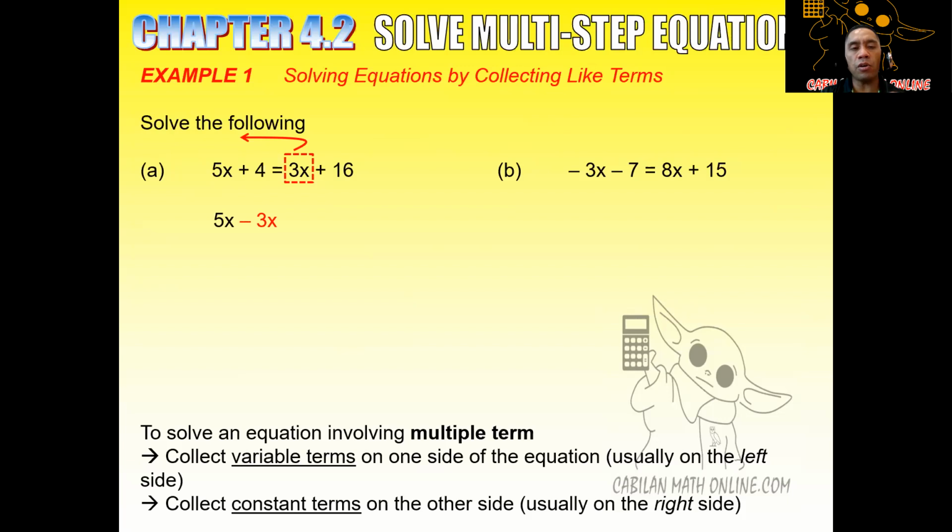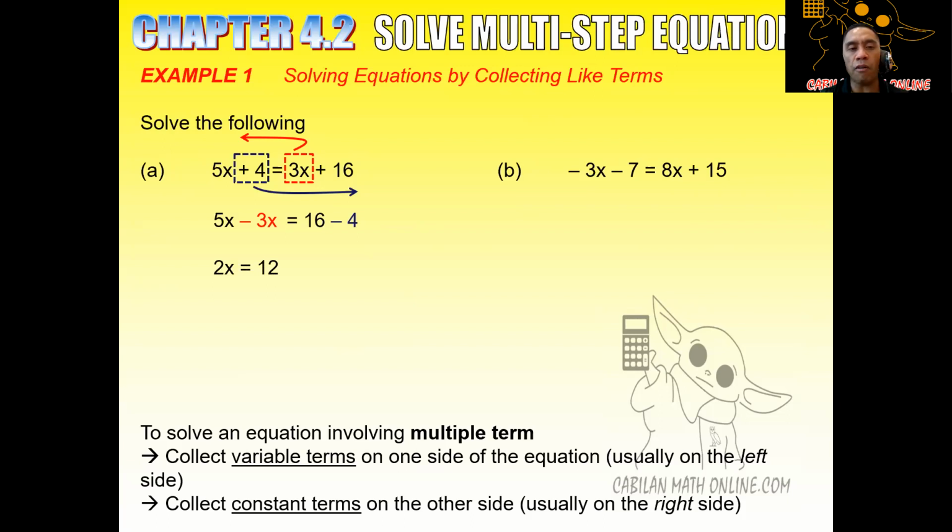Now, if I want the letters on the left, then I want the numbers to the right. So we're going to take this 4 and subtract it from the 16 that's already on the right side. You notice I'm using boxes and arrows to show you exactly where those numbers or terms need to go on the respective sides. Now, we have all the letters to the left and numbers to the right. So our last set of steps here is just to simplify. 5x minus 3x is 2x, and 16 minus 4 gives me 12. As you can see here, the 2 and the x are grouped together by multiplication.